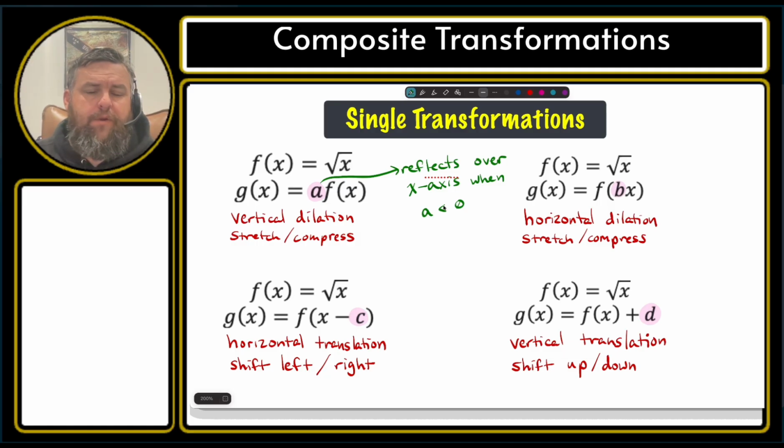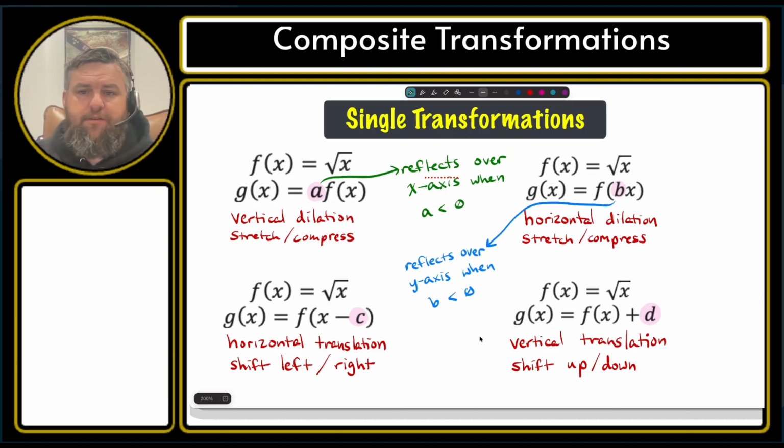Finally, we have if a is less than 0, then we have a reflection over the x-axis. And if b is ever less than 0, then it reflects over the y-axis.